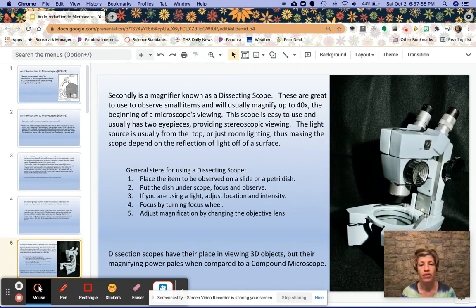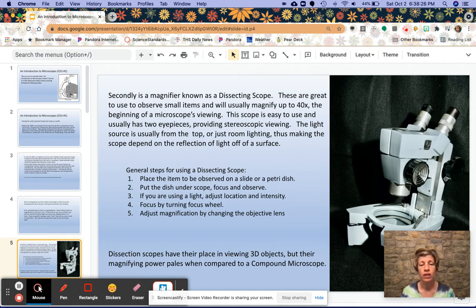Secondly is a magnifier known as a dissection scope. These are great to use to observe small items and will usually magnify up to 40x, the beginning of a microscope's viewing. This scope is easy to use and usually has 2 eyepieces, providing stereoscopic viewing. The light source is usually from the top or just room lighting, thus making the scope dependent on the reflection of light off of a surface.